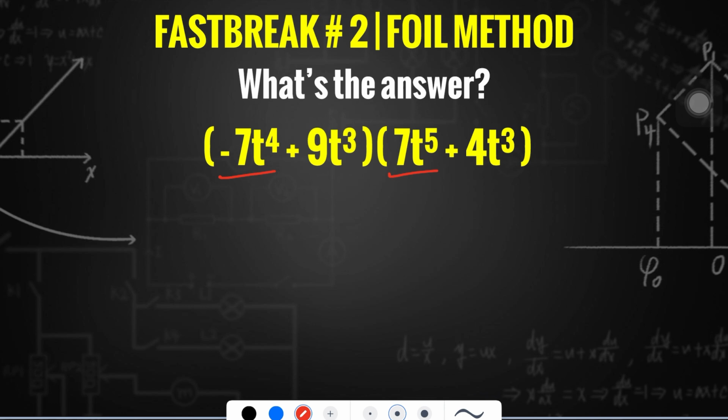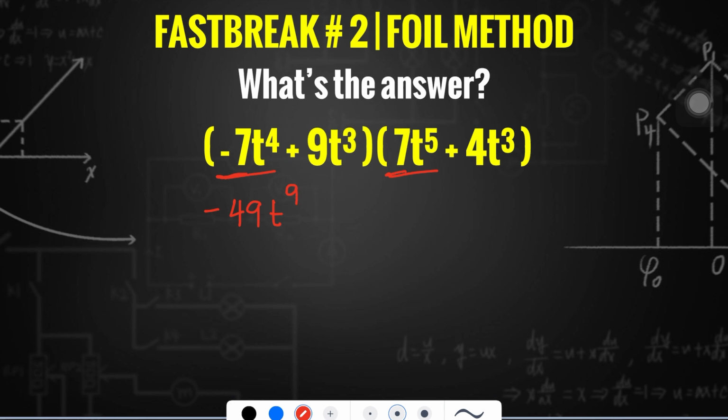Negative 7t raised to 4 times positive 7t raised to 5. So we multiply the coefficients. Negative 7 times 7, that's negative 49. t raised to 4 times t raised to 5, that's t raised to 9.